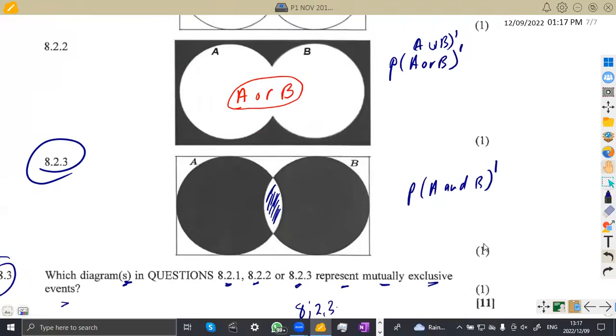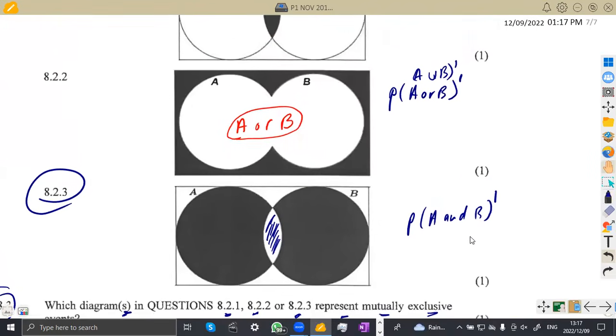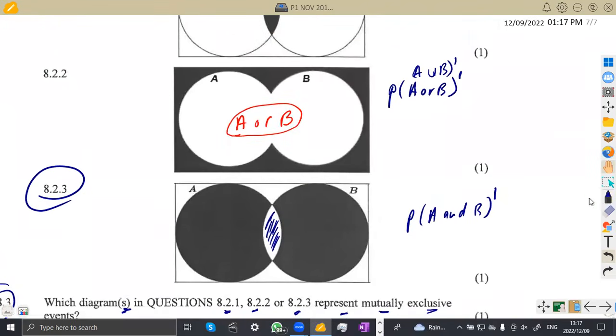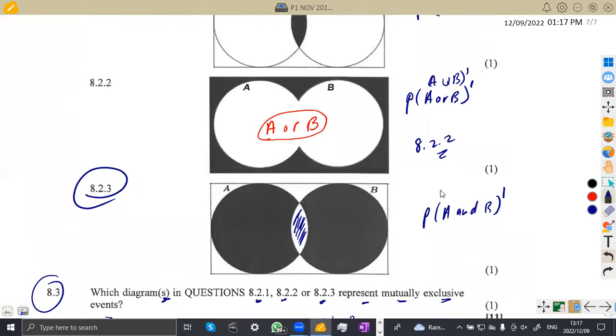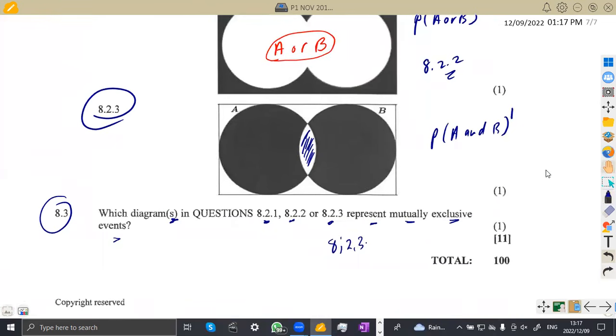All right, so that's what we had from this part. And also this part, we do not have anything on the intersection. So 8.2.2 was going to work also. All right, so that was the condition. And it's actually a total of 100 marks, guys.